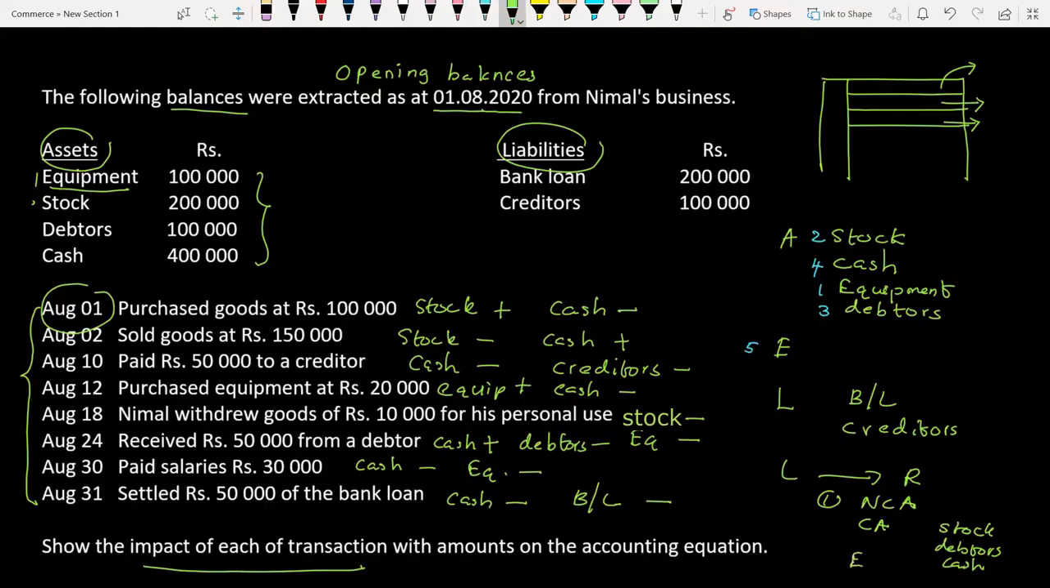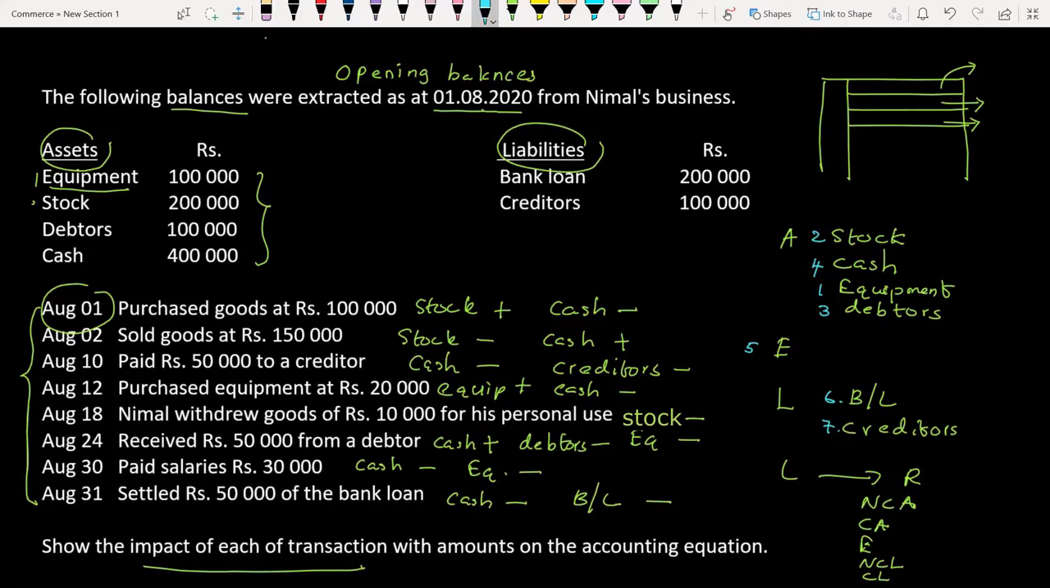After equity, we show non-current liabilities. So what is our non-current liability here? It's bank loan. So the sixth column is our bank loan column. And then the last column is the creditors column, because we show the current liabilities at last.